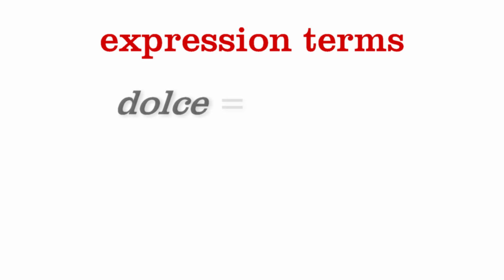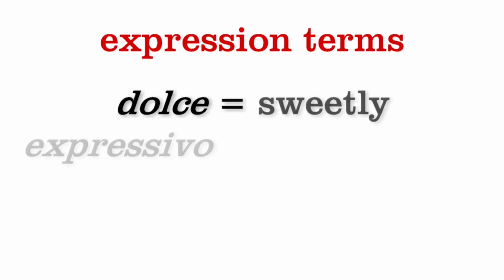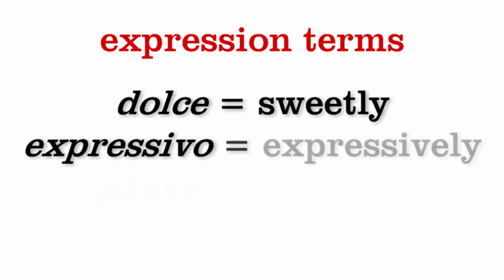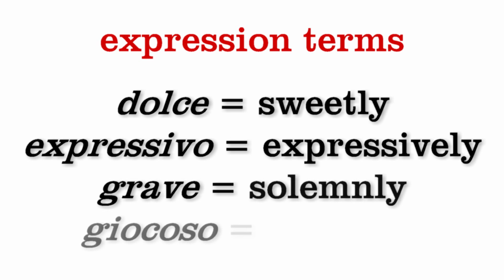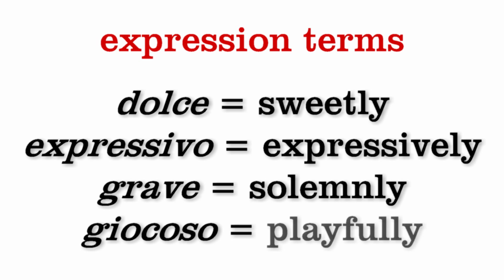Dolce means sweetly. Espressivo means just what it sounds like, expressively. Grave means solemn, much like our word grave, and jocoso means playfully, much like our term joking. These are just a few examples of expression terms, so be sure to check out the sheet for more.